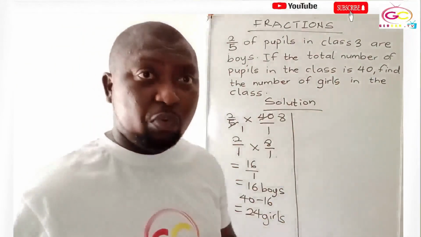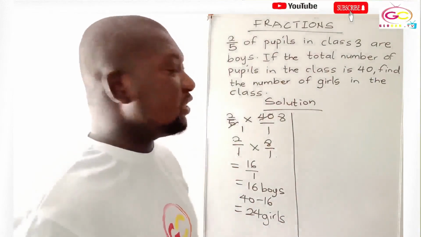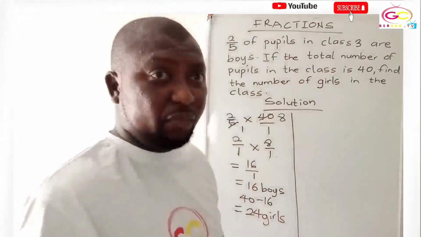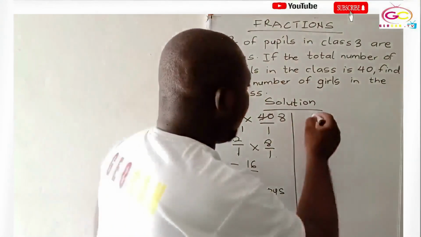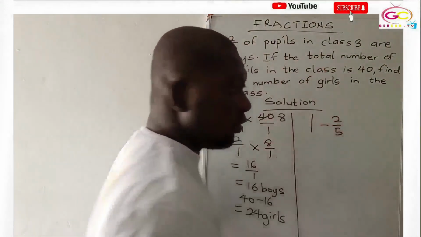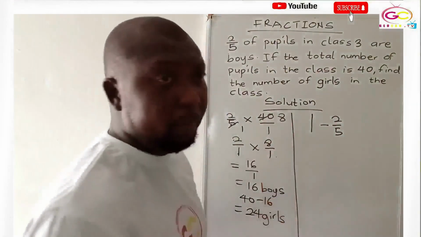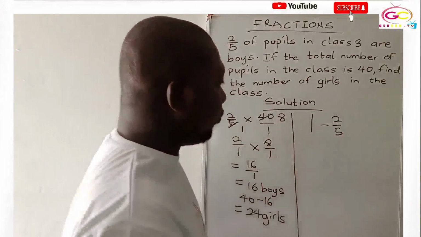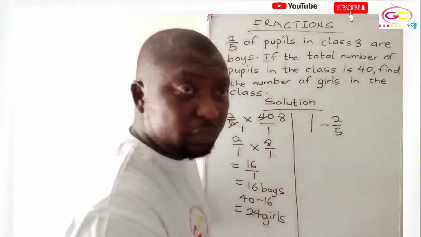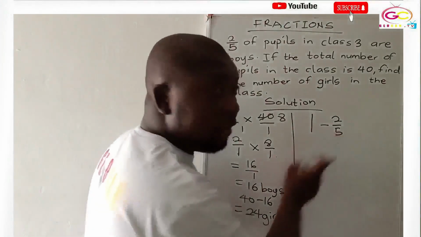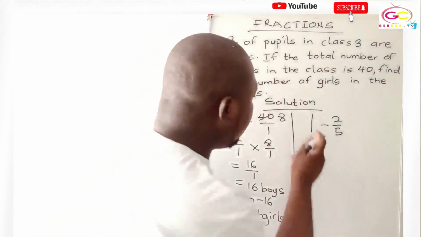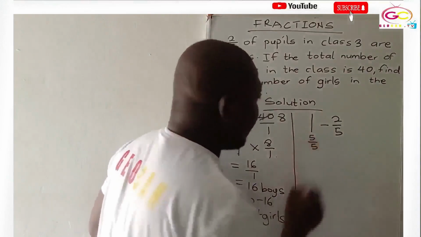Now, remember, when we commenced fractions, I said a fraction is part of a whole. That is something which is one. So to find the fraction of girls, you have one whole number minus the fraction of boys, which is 2/5. Now, in order to make it easier for us to subtract, we can write this one whole number as 5/5, so that we have a common denominator. Good. So this one whole number can be 5/5.